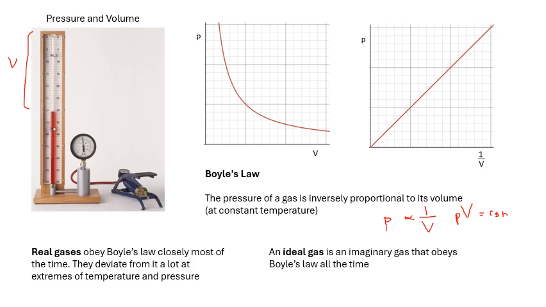Then there's this thing called an ideal gas, and an ideal gas is an imaginary gas that obeys Boyle's law all of the time, at any temperature. And learn that an ideal gas is an imaginary gas that obeys Boyle's law all the time.